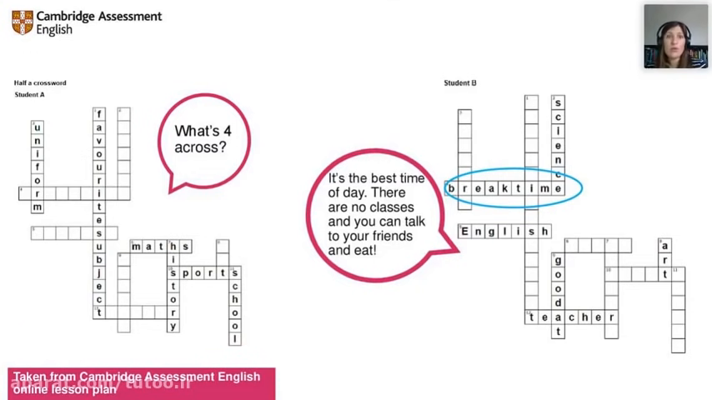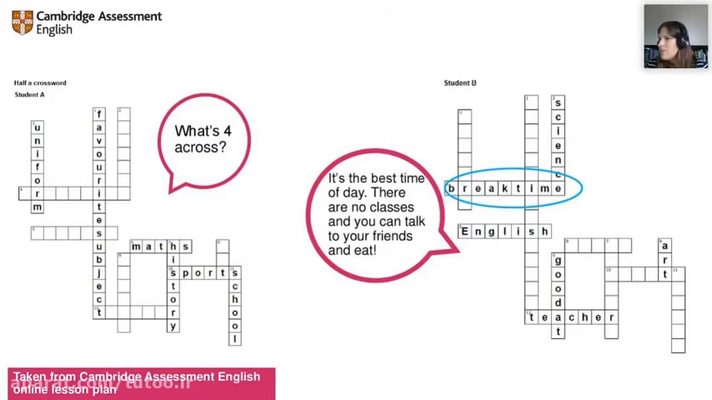So for example, what's 4 across? And then the other student has to paraphrase, which remember we said is a really important skill for the speaking exam, because if students have to talk about a picture or give a description and they don't know the word, it doesn't matter as long as they know how to describe and paraphrase. So this is a really useful activity, again, that can be applied across the levels. It's about the skill, not the task, that we're focusing on here.